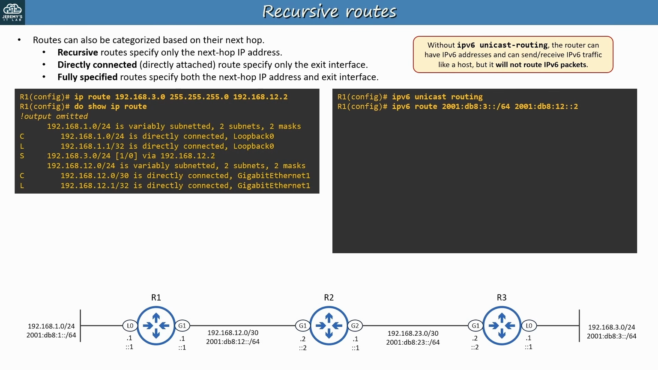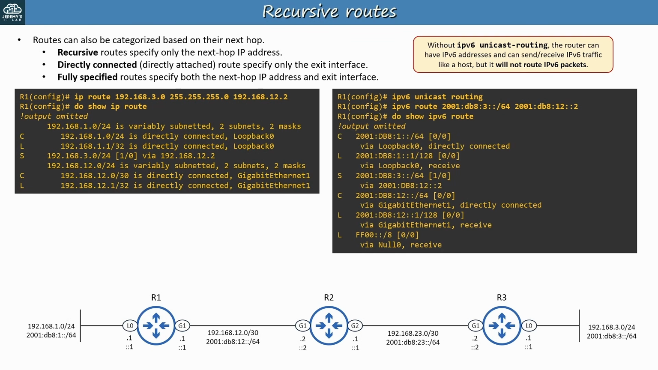Anyway, here's the route I configured to R3's loopback 0 network, specifying only the next hop IP address. And here's the routing table. This route and the IPv4 one are both network routes, since their destinations are networks rather than individual hosts. But they are also recursive routes, since they specify only the next hop IP address. Now, why are these routes called recursive? It's because they require multiple routing table lookups to resolve the next hop and forward the packet.